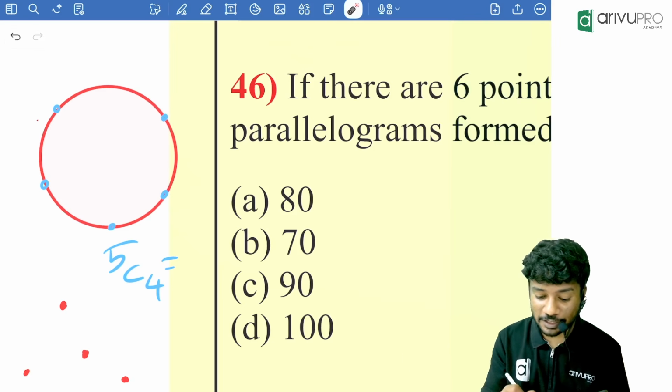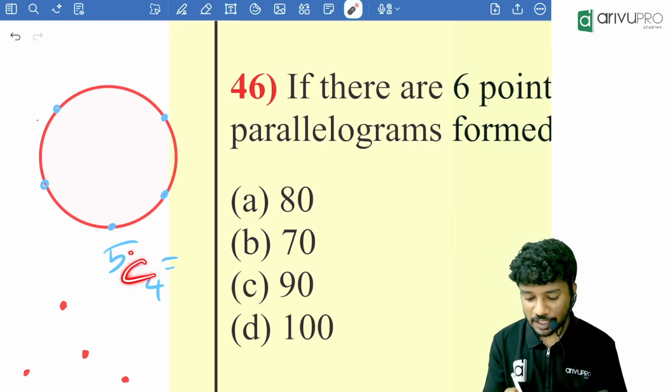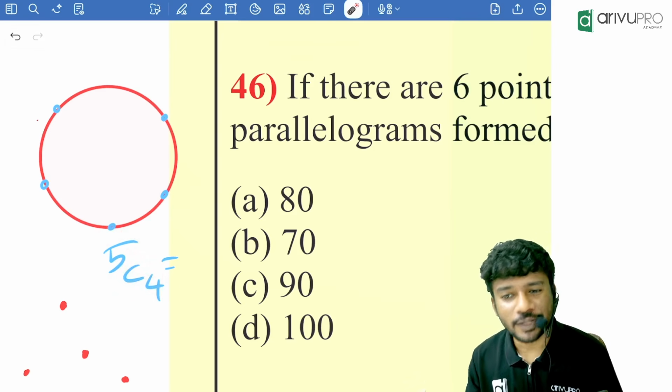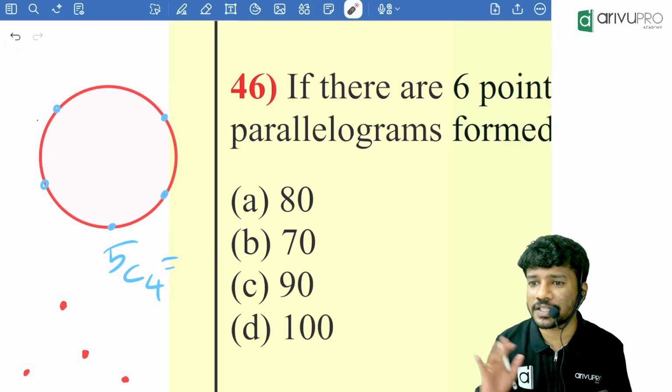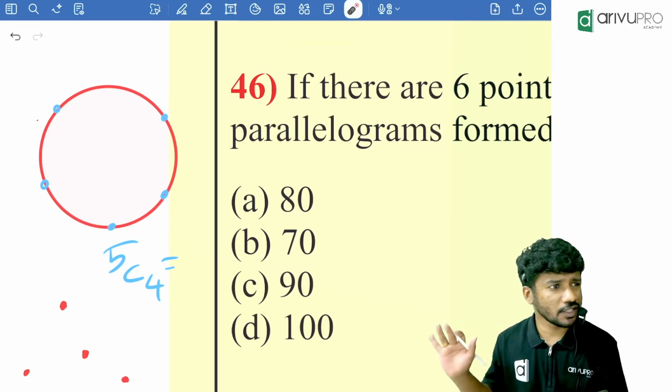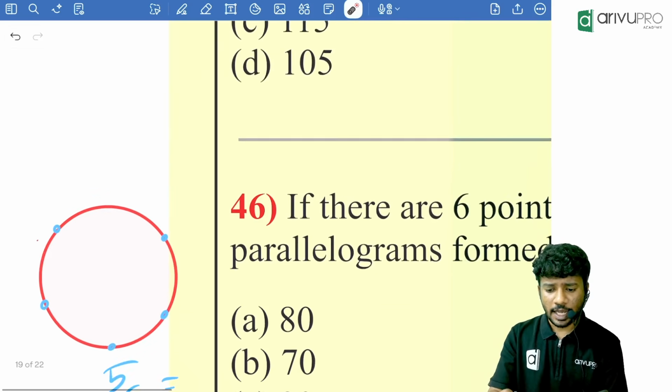So in how many ways can it be formed? We can take the total number of points, C4. Are you getting the point, people? Is everyone understanding this? If not, please tell me. Understood this concept? Now, I'm going to ask you a question.